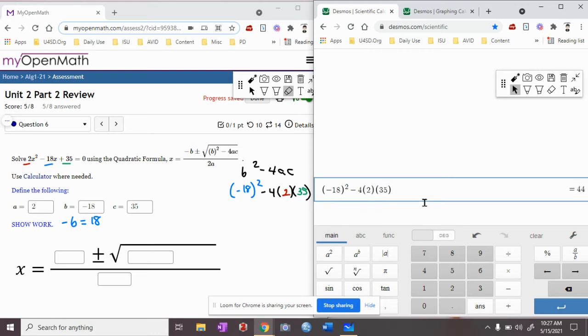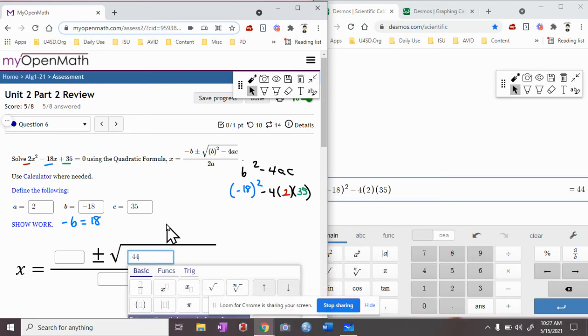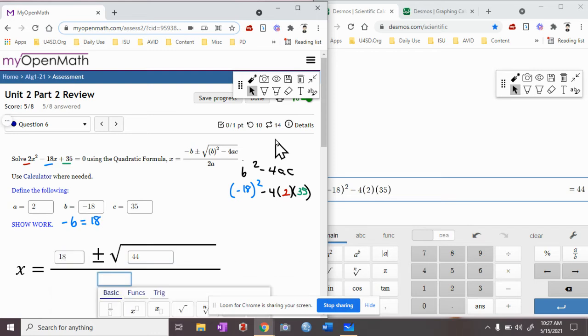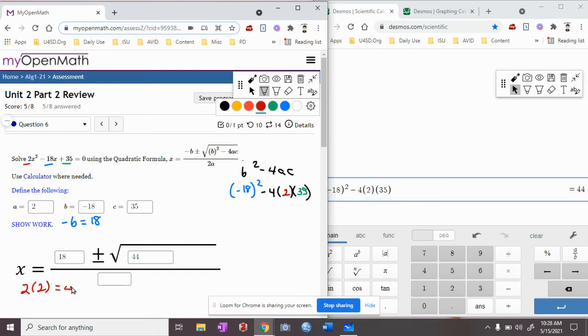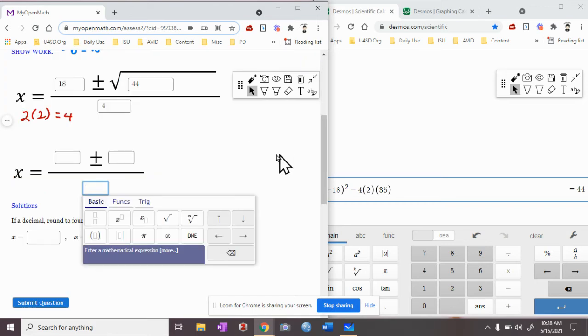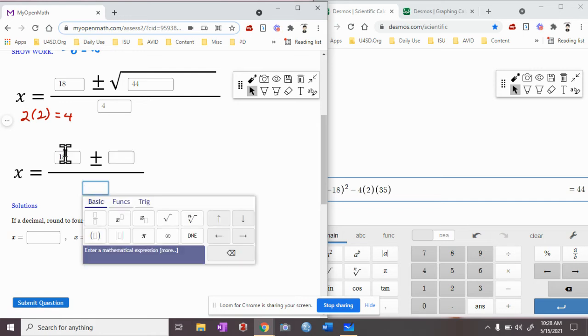When I do that, I get 44. So I'm going to put 44 here. I'm going to put positive 18 here. And then my 2a, 2 times 2, equals 4. So I'll put that down here. All right, keep going. So my 18 stays the same. I need to take the square root of 44, and my 4 here stays the same.